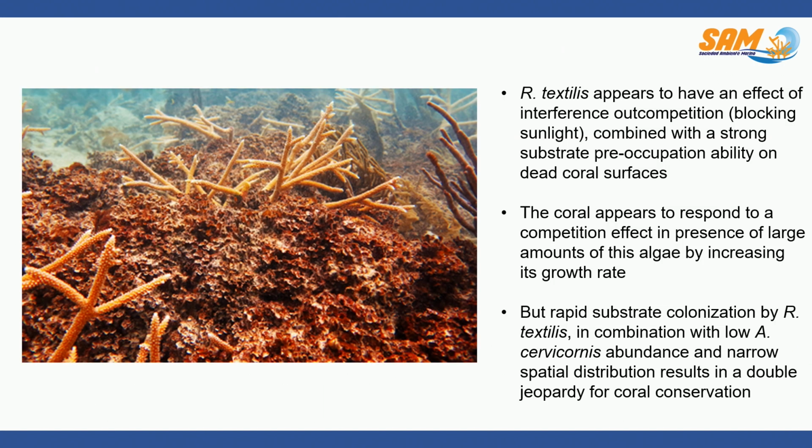Also, Ramicrusta textilis appears to have an effect of interference and outcompetition, blocking the sunlight, as I showed you before, combined with a strong disturbance and preoccupation ability on dead coral surfaces. The coral appeared to be responding to a competition effect in presence of large amounts of this algae by increasing its growth rate. But rapid substrate colonization by Ramicrusta textilis in combination with a low Acropora cervicornis abundance and narrow spatial distribution results in a double jeopardy for coral conservation.